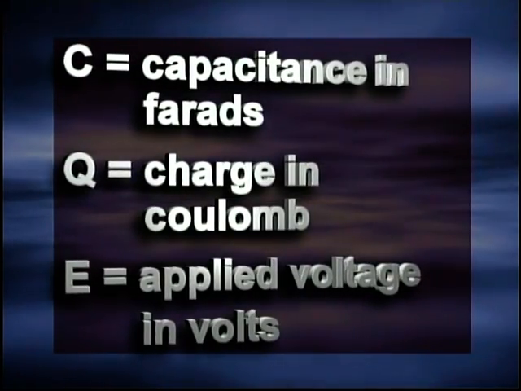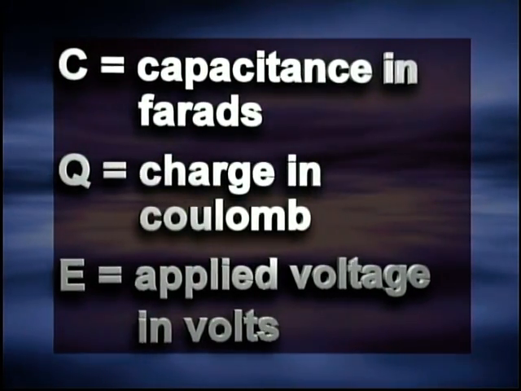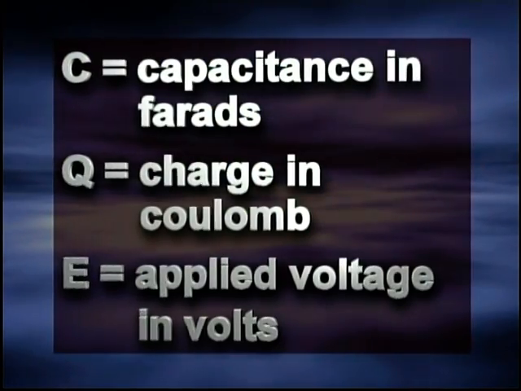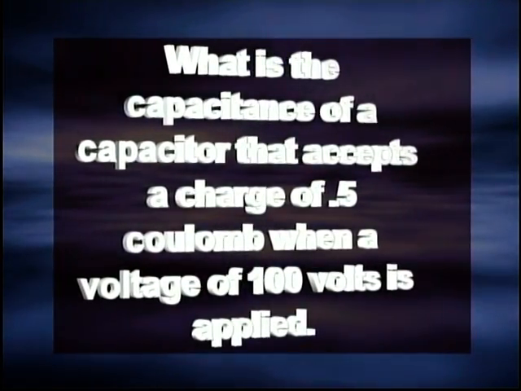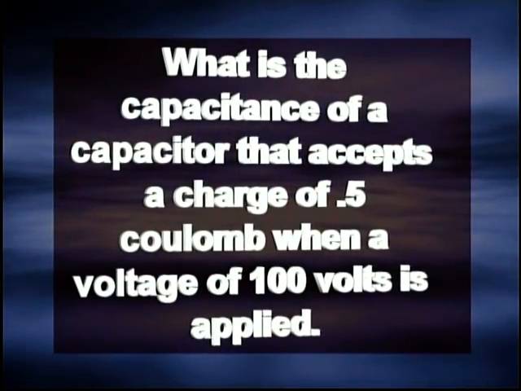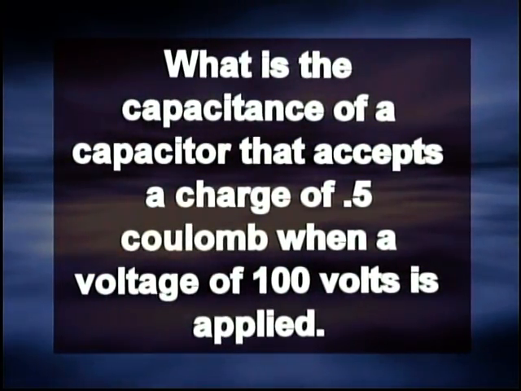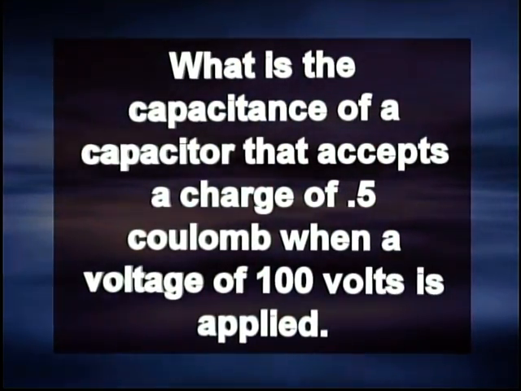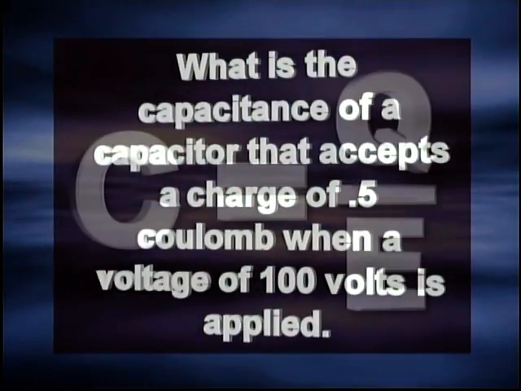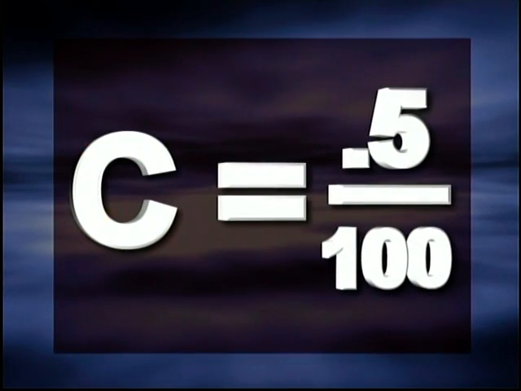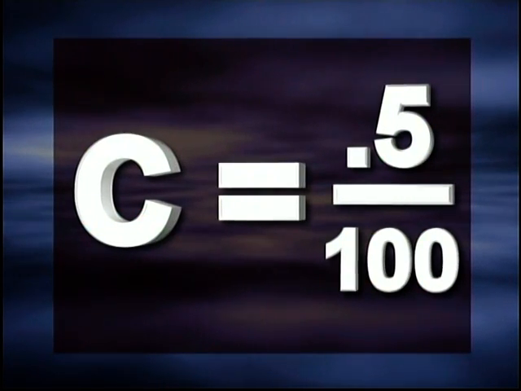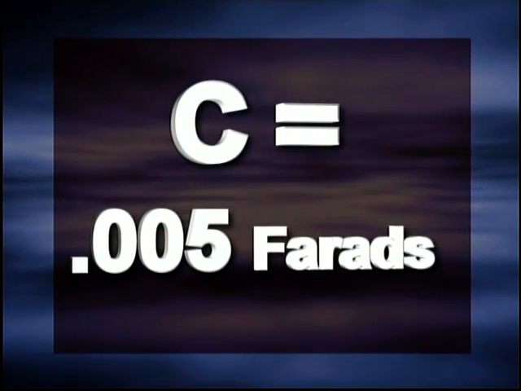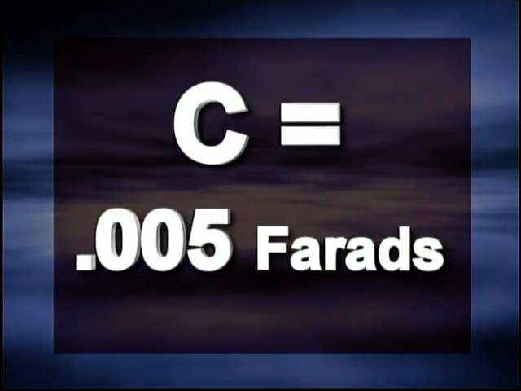where C is the capacitance in farads, Q is the charge in coulombs, and E is the applied voltage in volts. Let's try an example using this formula. What is the capacitance of a capacitor that accepts a charge of 0.5 coulomb when a voltage of 100 volts is applied? Using the equation C equals Q over E and substituting the given values, C equals 0.5 over 100, the capacitance C equals 0.005 farad.